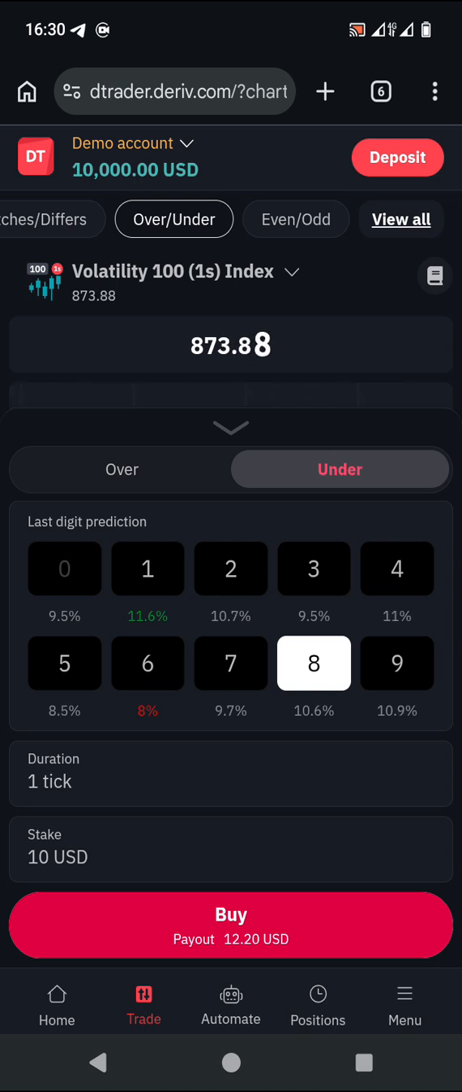So in our case now, let's assume, or let's check a volatility that has a green appearing digit on digit 0 to digit 4.